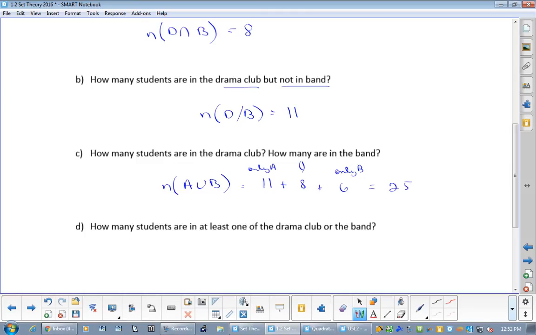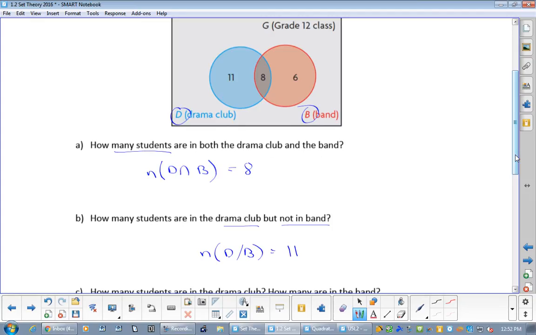Now, the biggest distractor. People look at how many people, okay, I just want to ask you this way. How many people are in the drama club? 19 in drama, correct? How many people are in band? 14. Okay, so they add them together and they get 33. And that's the best distractor on the test.